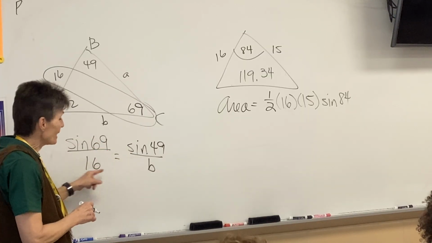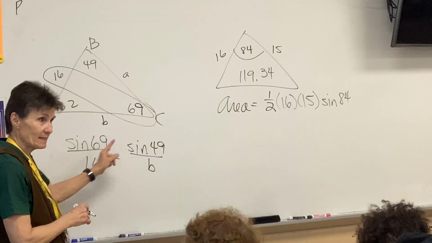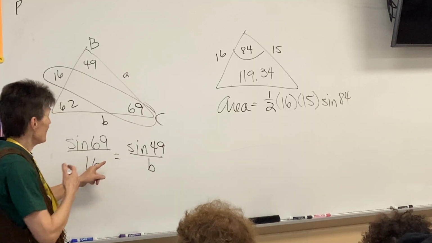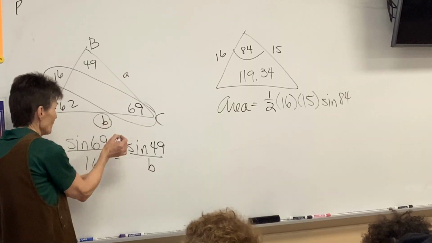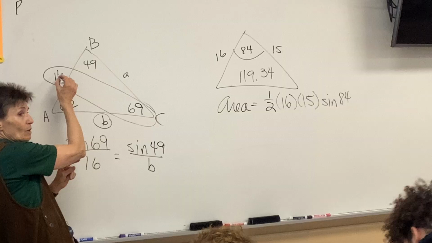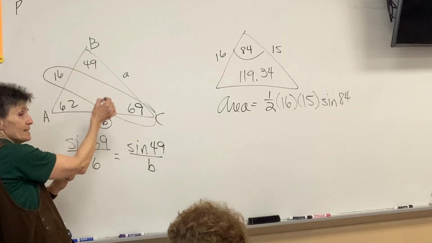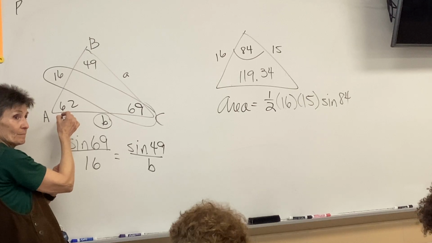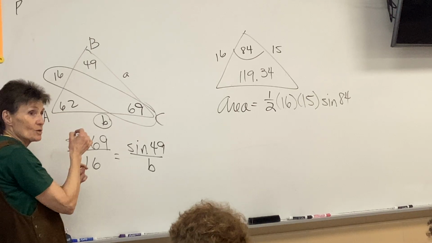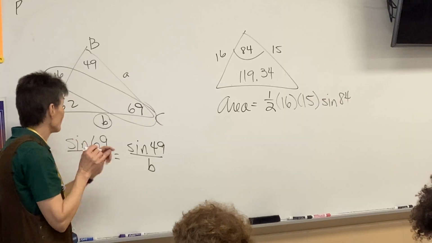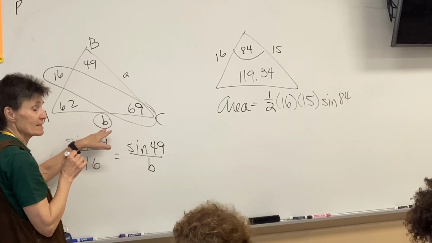Am I going to be able to find side B? And once I know side B, I'm going to figure out what that number is. Then can I find the area? 1/2 times 16 times this, times sine 62. So I didn't have what I needed for the area, so I'm going to find what I need. I'm going to find that side.